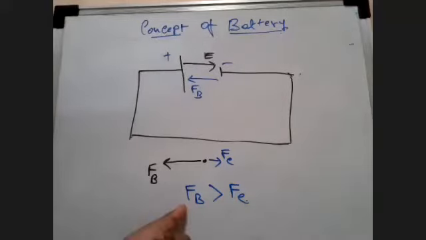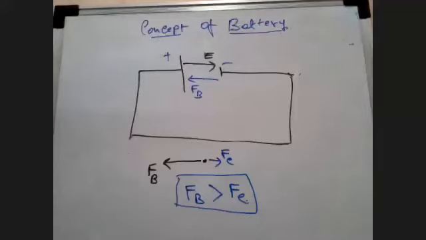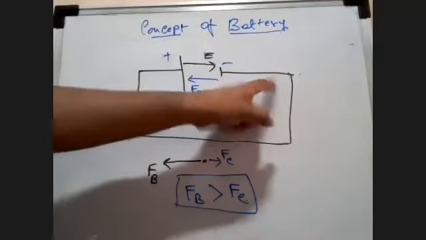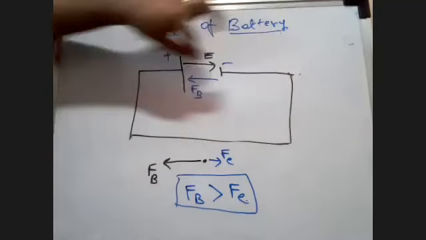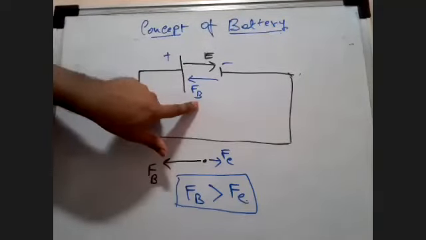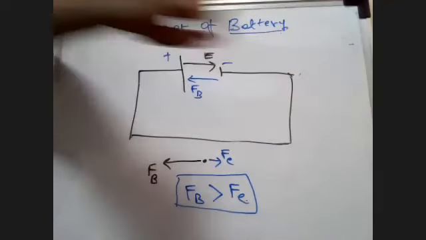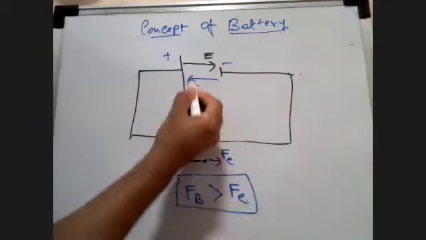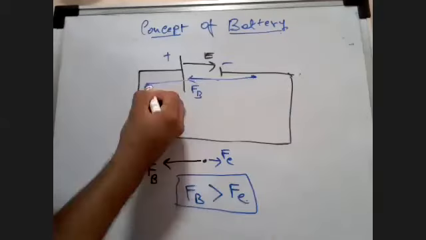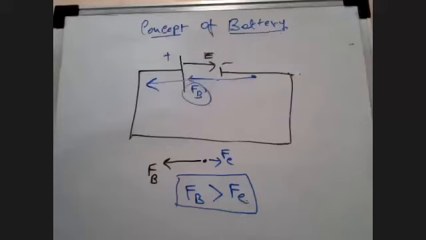So once this condition is achieved, every positive charge that is here will be taken from the battery and pushed here because of this force Fb. All the positive charges are going to be taken by this battery and thrown right here because of what? Fb.